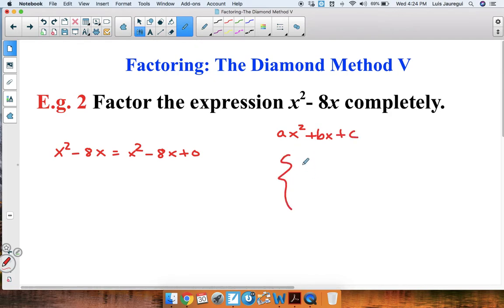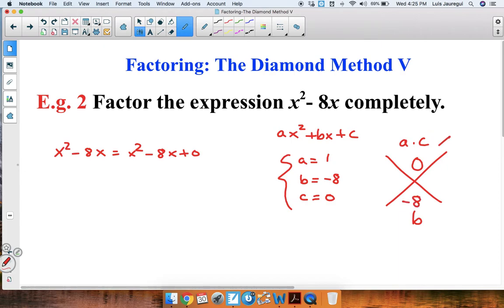So let's go ahead and figure out the values for a, for b, and for c. In this case, a is 1 because there's an implicit 1 here. Your b happens to be negative 8, because that's the coefficient of your linear term. And your c is equal to 0. So using the diamond method, we multiply a times c, and we get the b here. And a times c here is 1 times 0, which is 0, and your b is equal to negative 8.